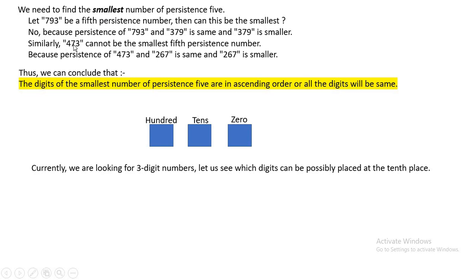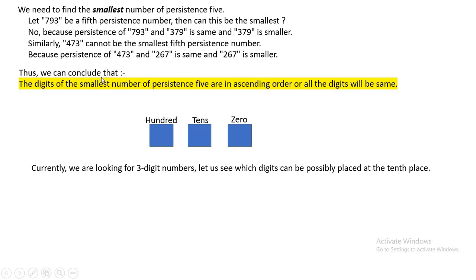Similarly, let's say if 473 is a fifth persistence number, then is this the smallest also? No, obviously not. In fact, 267 is the smallest. If 473 is the fifth persistence number, then 267 will be the smallest fifth persistence number. This is 2 times 2 times 3 times 7, so only 2 remains at the 100 place, and 2 times 3 at the 10th place, and then 7.